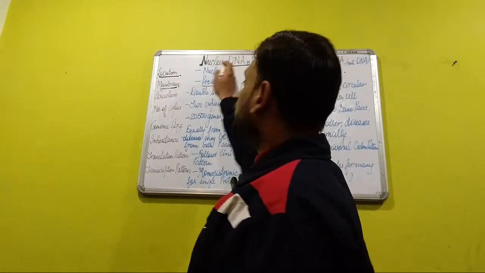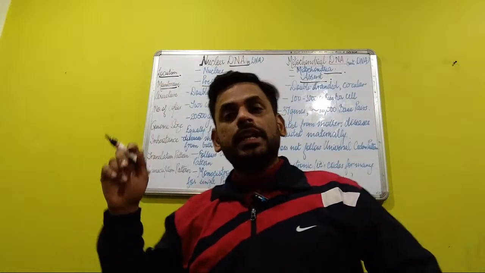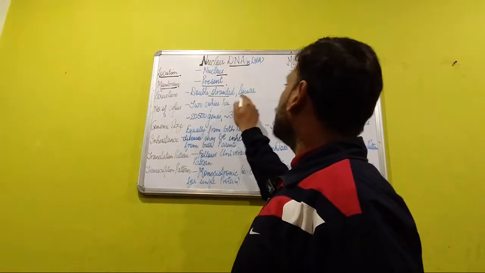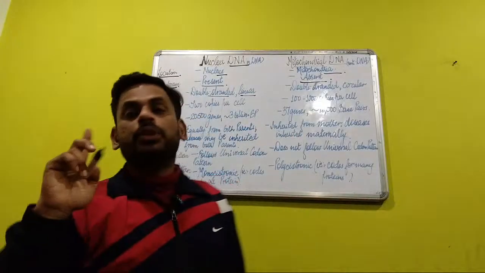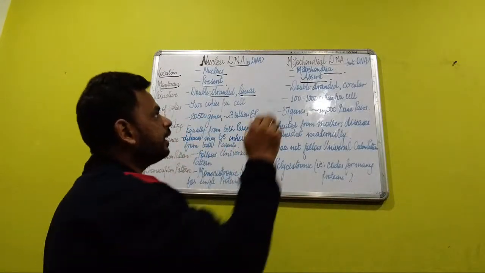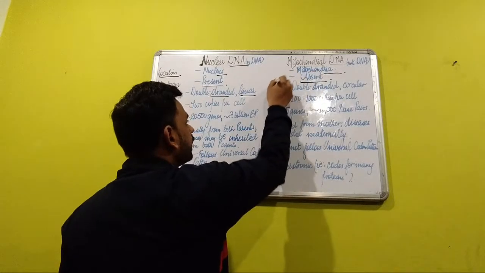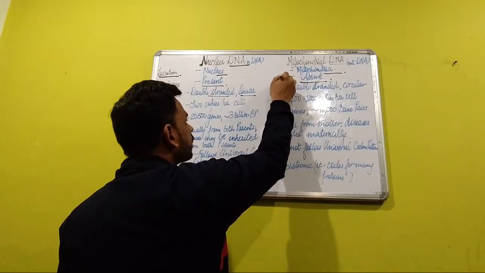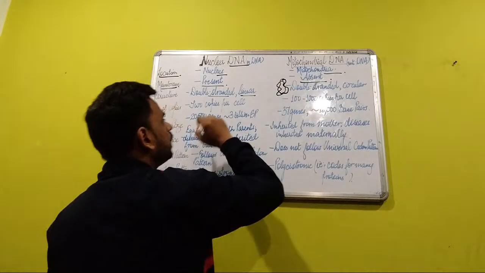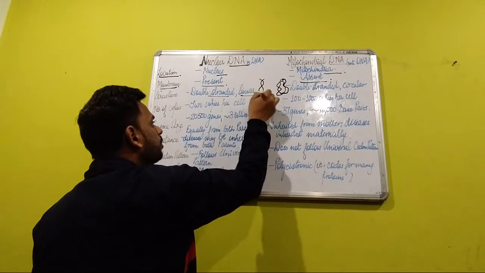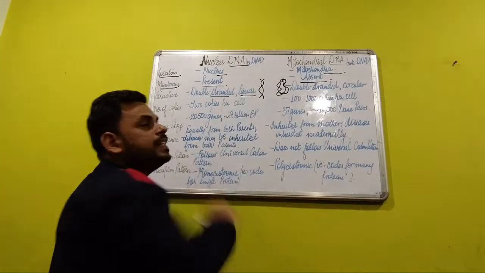Now when we look at the structure, the nuclear DNA is double-stranded, and it is linear. But do remember, very importantly, the mitochondrial DNA is also double-stranded, but this double-stranded structure is circular, whereas the nuclear DNA is double-stranded with a linear structure.